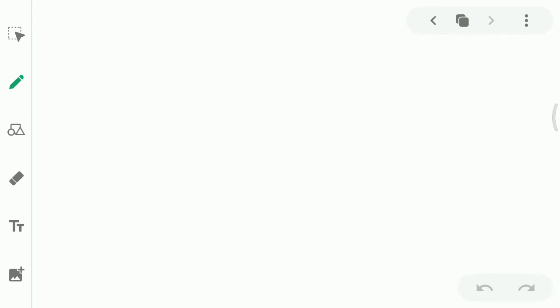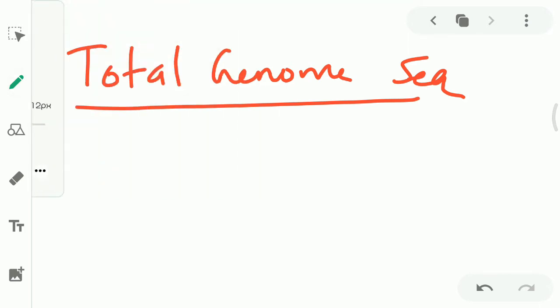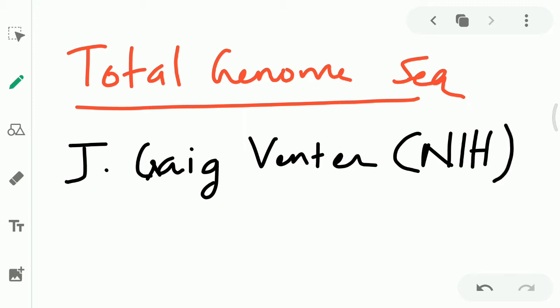First of all, we will discuss some of the major milestones in the history of genomics. Total genome sequencing. This concept was actually put forward by J. Craig Venter. He belongs to the National Institute of Health, and with his colleagues he designed a special mapping or sequencing of genome which is known as the EST approach.